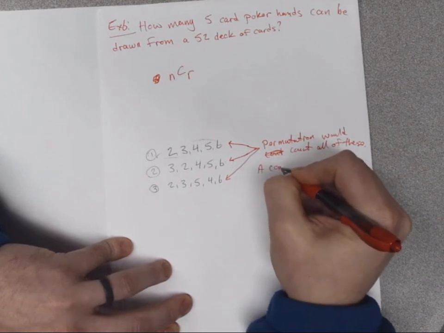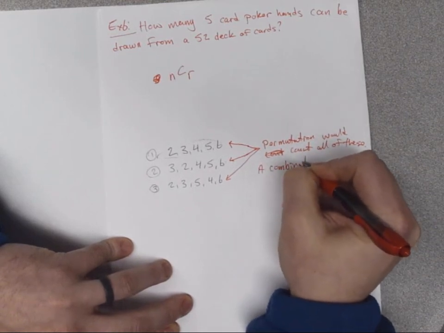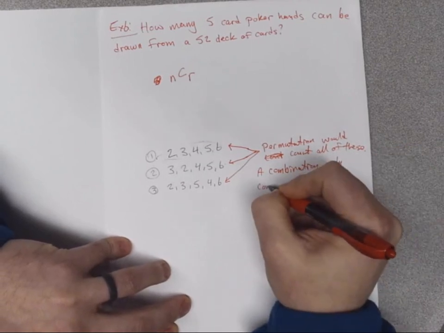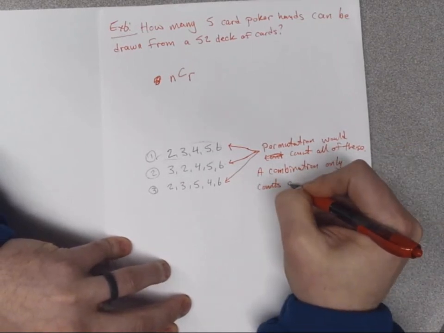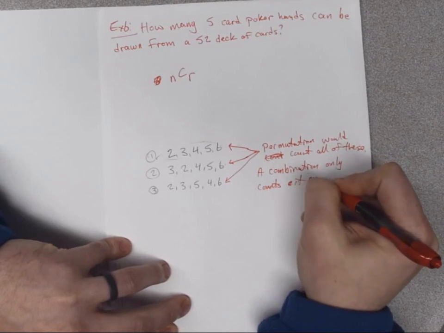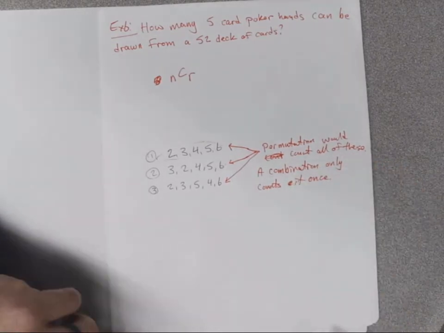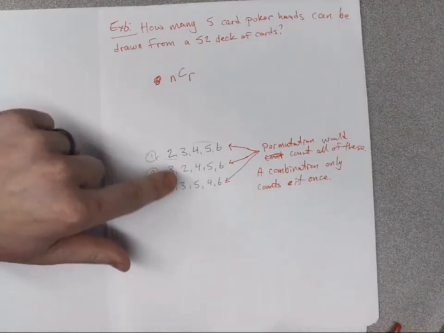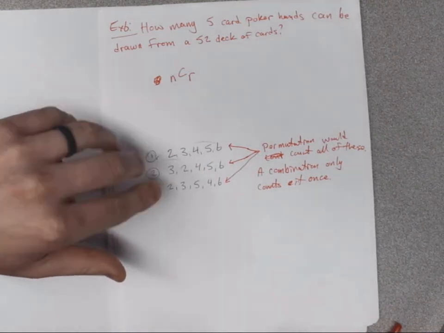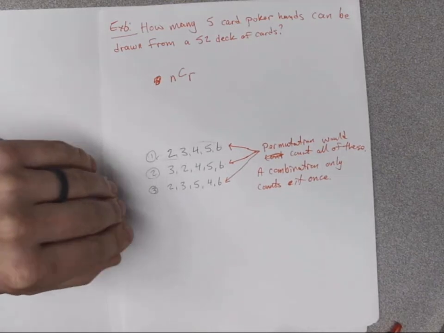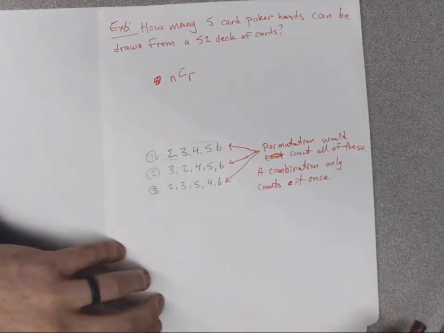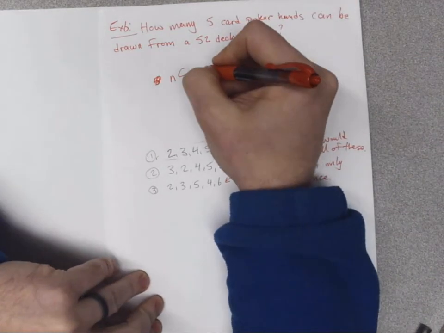A combination only counts it once. And that's what we want here, because we don't care what order we get the cards in, they still always give you the same hand no matter what. Now if this was a horse race, of course we care who would get first and who would get second and so on. So that's why we're using a combination here.